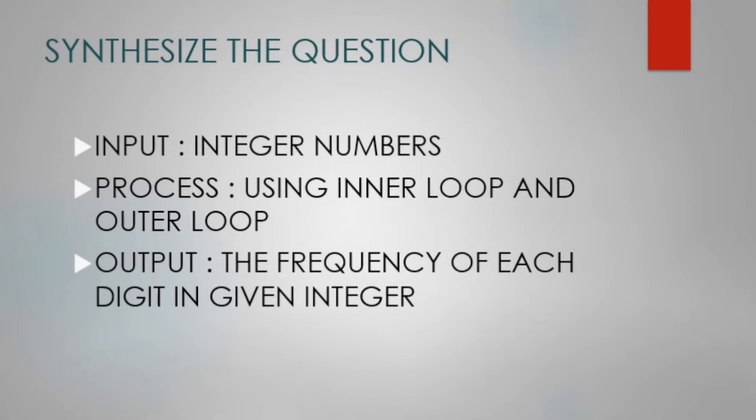Okay, I already synthesized the question here. Input integer numbers, process using inner loop and outer loop. Output the frequency of each digit in the given integer.